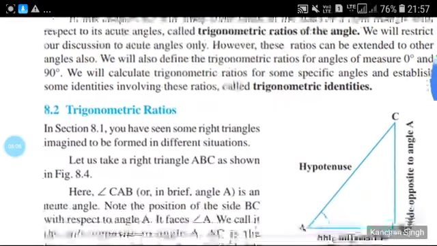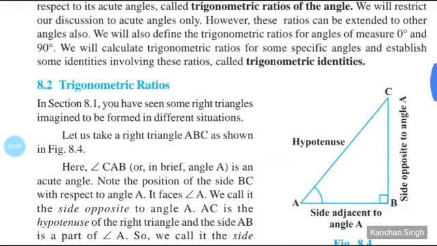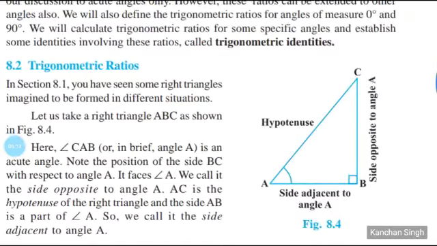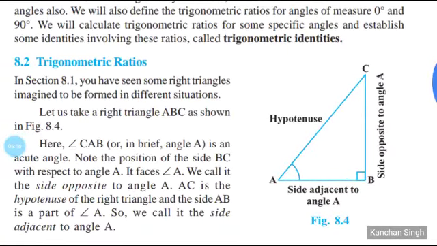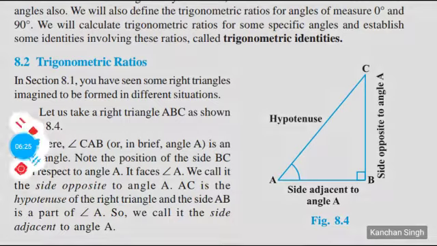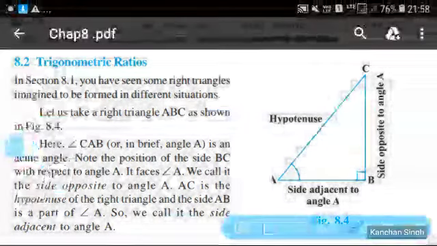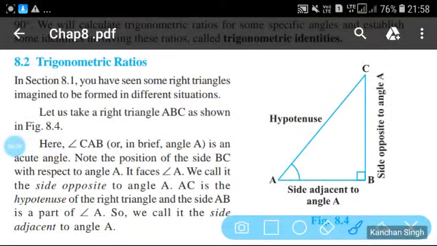Now here are our trigonometric ratios. We have a triangle ABC. The main thing you should understand in this part is that in our triangle, angle B is equal to 90 degrees, and angle A and angle C are acute angles.